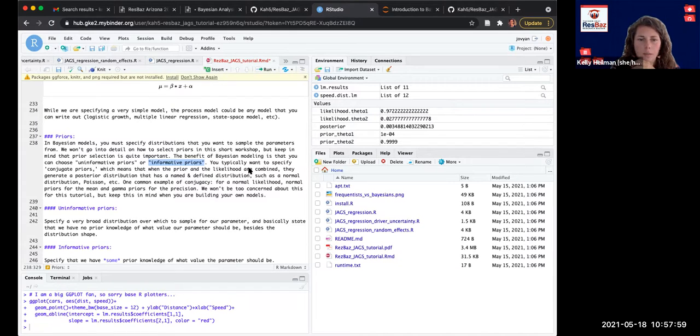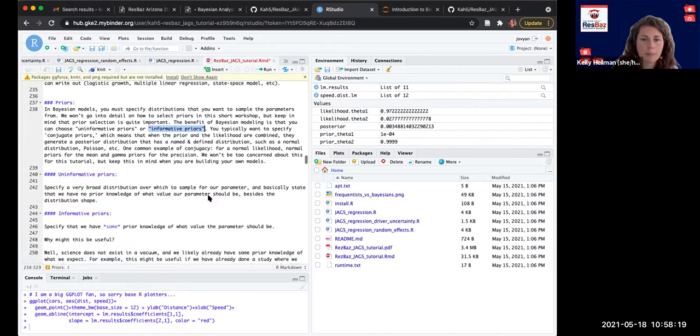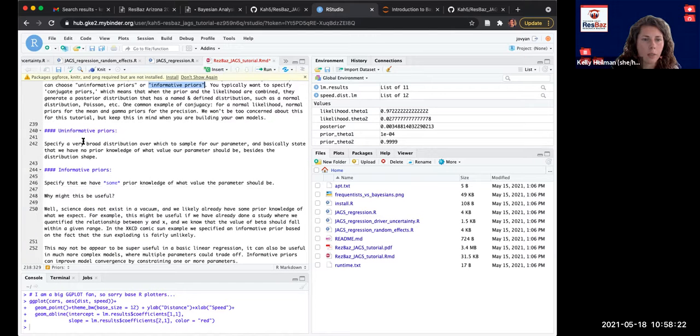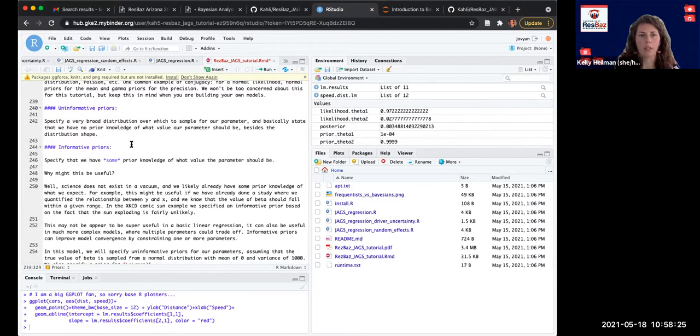etc. One example of this conjugacy is a normal likelihood and normal priors for the mean and gamma priors for the precision. You don't have to do this. It will probably help with convergence, but there are many cases where you are unable to do this. Okay, so uninformative priors basically are saying we don't know much about what the prior distribution should be for this parameter, and we have no prior scientific knowledge besides what the shape of the distribution should be.